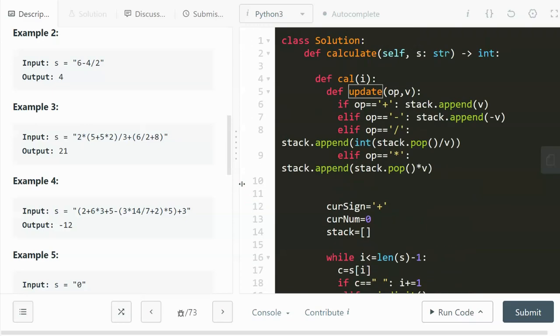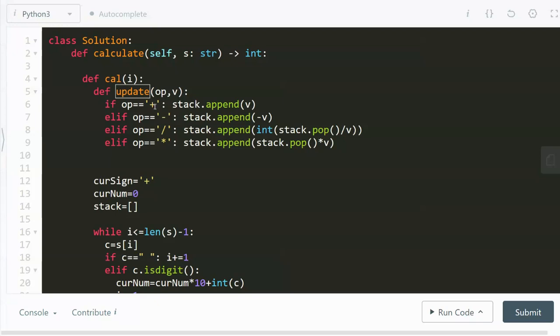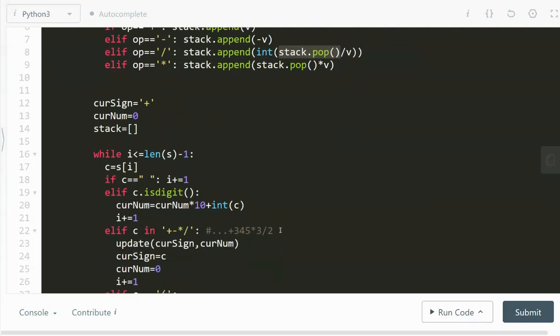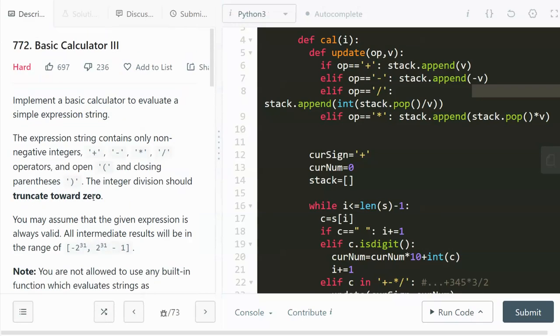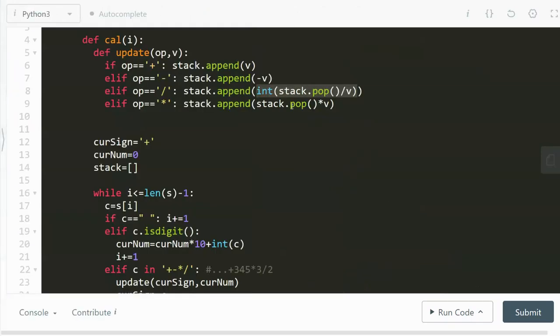So now let's look at update. If the given operation is a plus, we just directly append the number to the stack. If the given operation is a negative sign, you just append the negative number to the stack. If the given operation is a division, we pop off the last element from the stack and divide it by the given operation. So basically, when we have the division, we pop off what we already had in the stack, which is this part over here, and then divide it by the number and take the integer of it, because all the examples we have been working with are only integers. That's why we convert it back to an integer division. We don't work with decimal places.